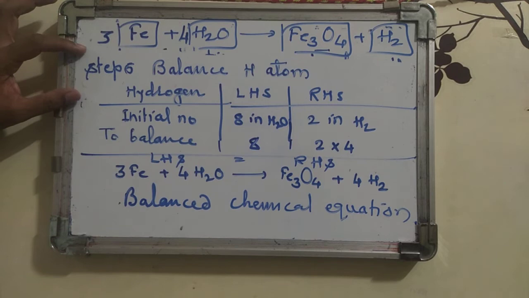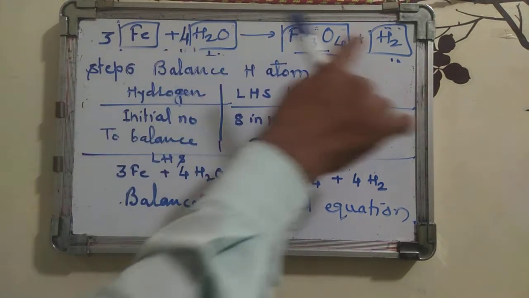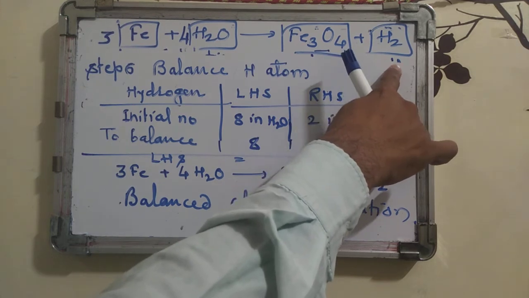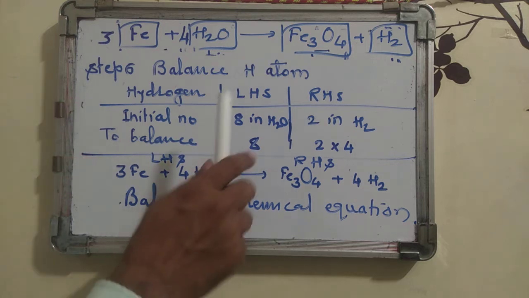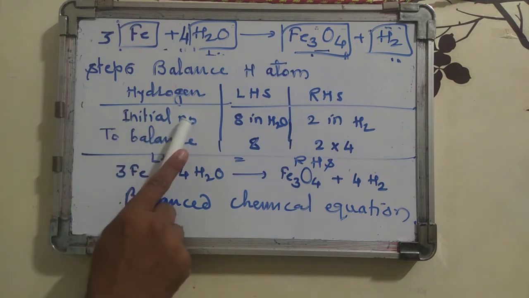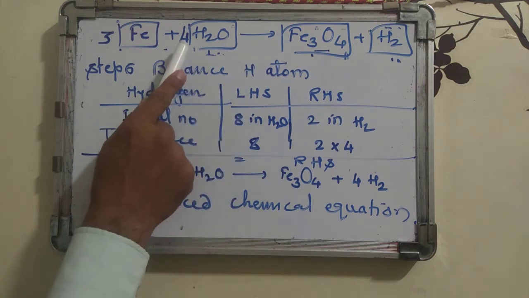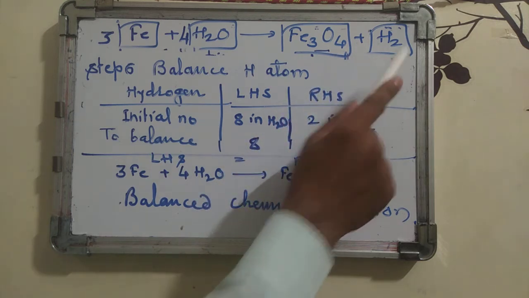Now let's see step 6. Now we have to balance the hydrogen atoms, because here the hydrogen atoms are 8 and here they are only 2. So for balancing hydrogen in this reaction, we write hydrogen again, and then write the left-hand side and the right-hand side. The initial number of hydrogen atoms on the left-hand side is 8, and the initial number is 2 on the right-hand side.